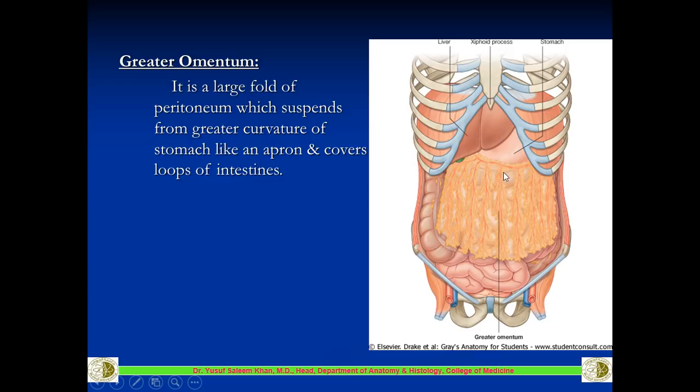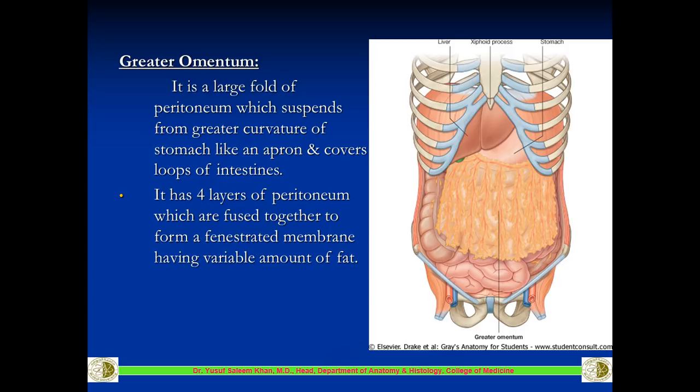It is called greater not only because it is attached to the greater curvature, but it is also greater in size. It is much larger. The lesser omentum is smaller in size and the greater omentum is larger in size. And this hangs like an apron from above downwards and covers all the loops of the intestine. So it is covering all the intestines, so all the intestines will be behind. If you want to see the intestines, you have to reflect this greater omentum, then you can see the intestine.